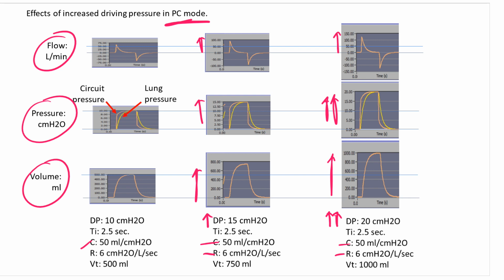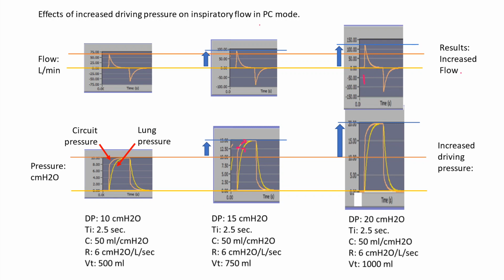All right. So with keeping the compliance the same, and of course the resistance is mainly due to the endotracheal tube, we see that as we increase driving pressures, we're going to increase tidal volumes, and we're going to increase peak inspiratory flows. So in this slide, I'm just exploring that same relationship. I'm just focusing in on the relationship between driving pressures and peak flows.